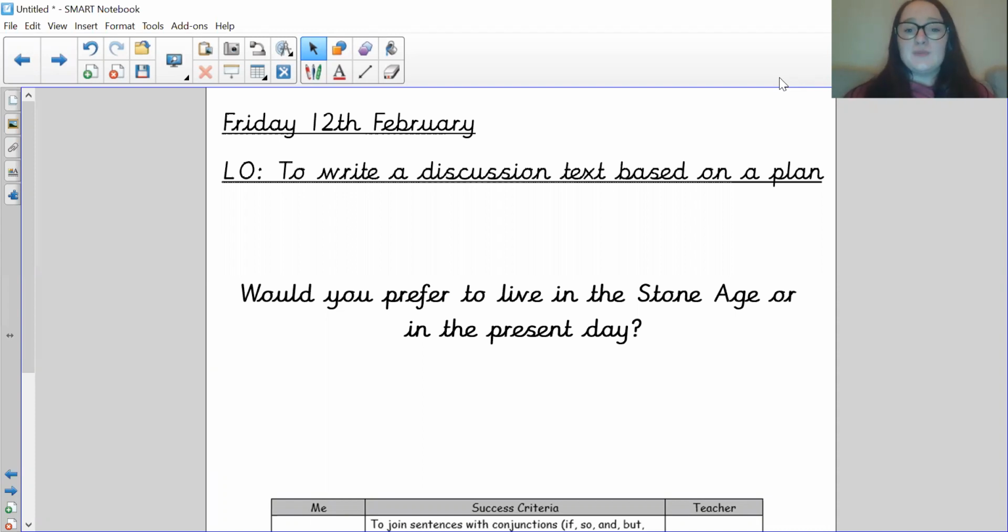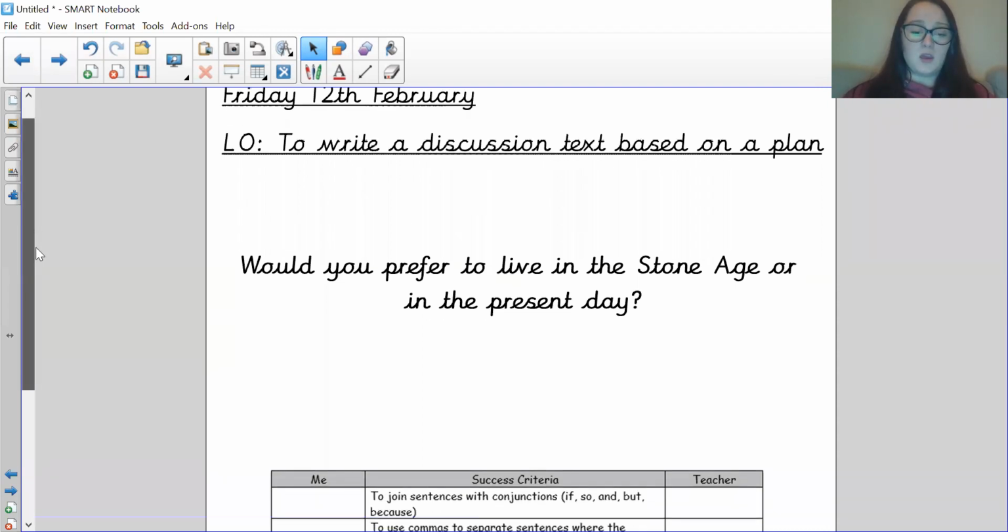It is Friday the 12th of February, and what we are going to do today is finally write our discussion text based on a plan. Now, we've planned it out a little bit over this week, so you've got lots and lots of different ideas you can incorporate. And our discussion is, would you prefer to live in the Stone Age or in the present day? So let's have a look at today's work.